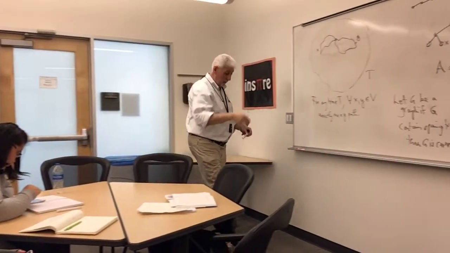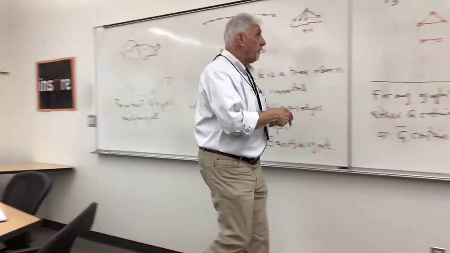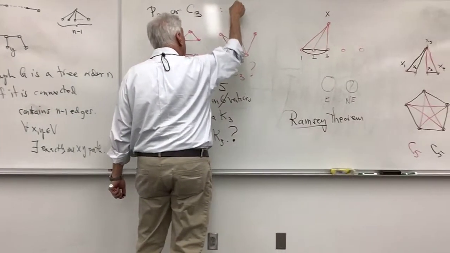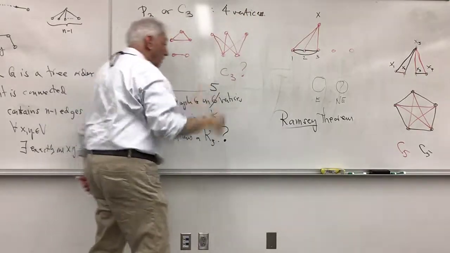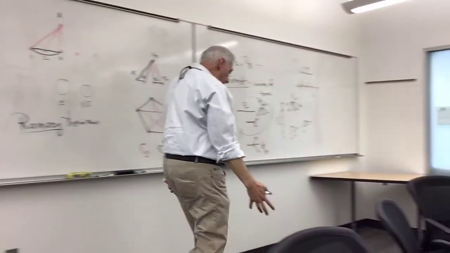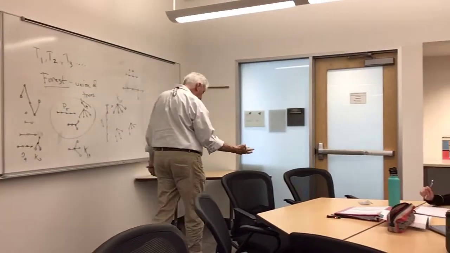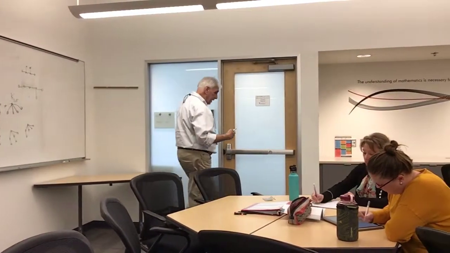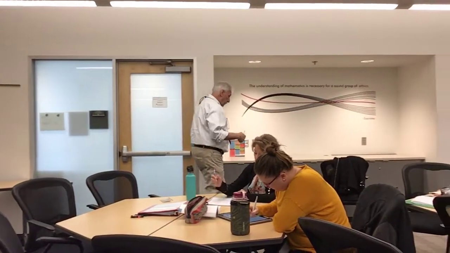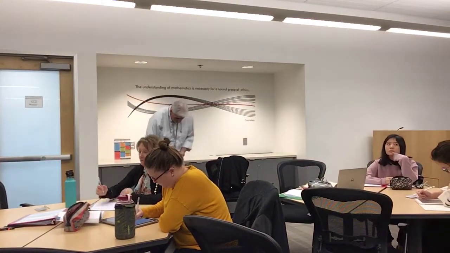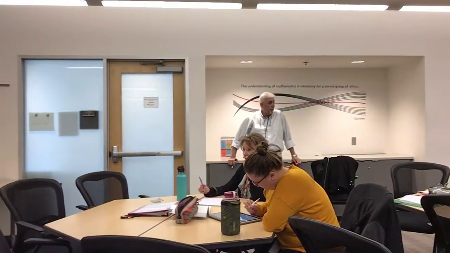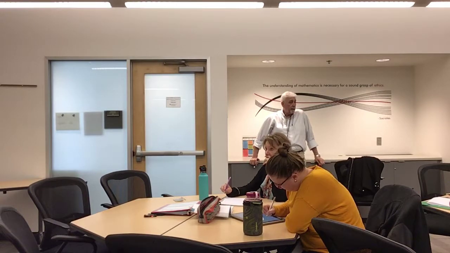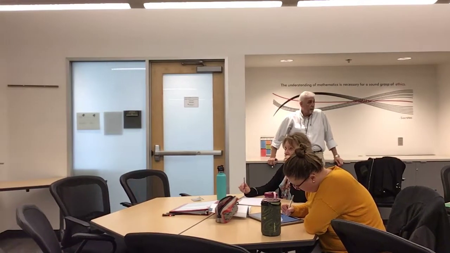And we proved that. So the question is, what about 4 vertices? One more time. We showed that if you take any graph on 5 vertices, then it either contains a P3 or the complement contains a C3. So now it's a matter of finding: can you find a graph on 4 vertices that doesn't contain a P3 and the complement doesn't contain a C3? I'm seeing some head shaking.